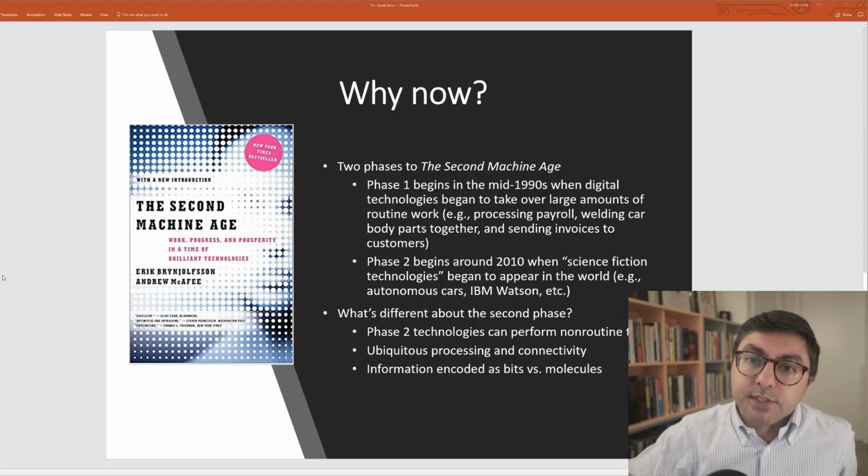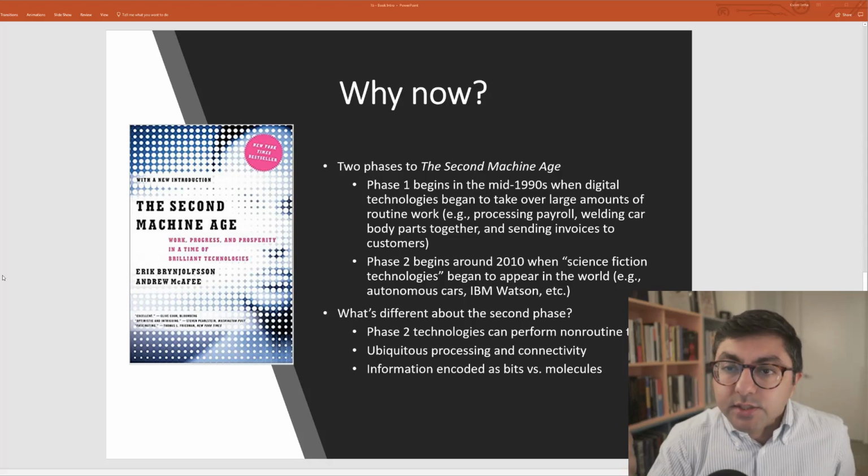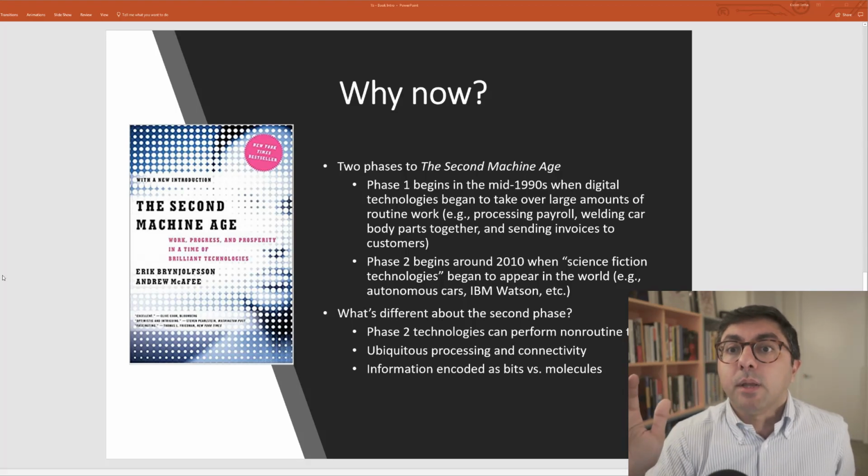So what's different about the second phase? Not the idea that there's non-routine tasks. We have more processing and connectivity than we ever have, especially compared to the mid-90s. For those of you that had early dial-up internet access, the extent to which connectivity has increased on both a consumer and an enterprise level since then is mind-blowing.